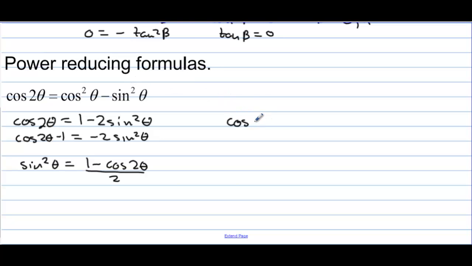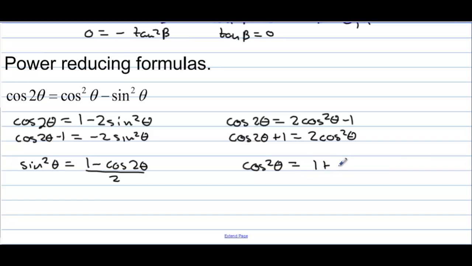We can also say that cosine of 2 theta is equal to 2 cosine squared theta minus 1. So we can add 1. Cosine of 2 theta plus 1 equals 2 cosine squared theta. And then we have cosine squared theta is equal to 1 plus cosine of 2 theta all over 2. So the sine will be minus and the cosine will be plus. And we can turn cosine squared into cosine of 2 theta with some extra stuff here.